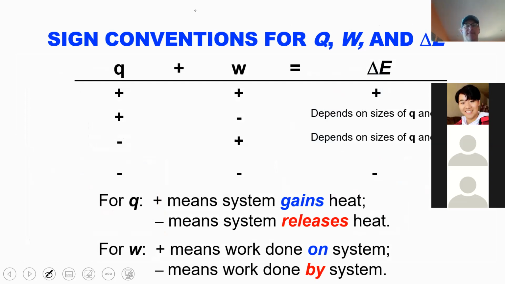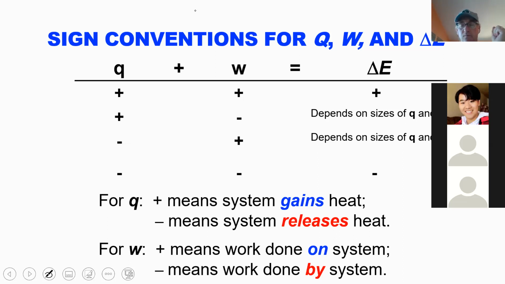So here are the sign conventions, positive and negative. Now remember, energy gets converted into two things, and we measure it as either Q for heat or W for work. If Q is positive, we've added heat to the system, and W is positive, we've done work on the system, then the change in energy is obviously going to be positive, because we've added energy in the form of heat and we've done work on it.